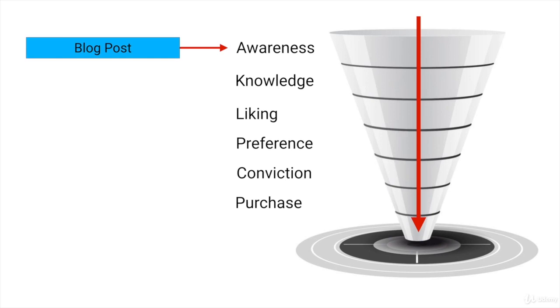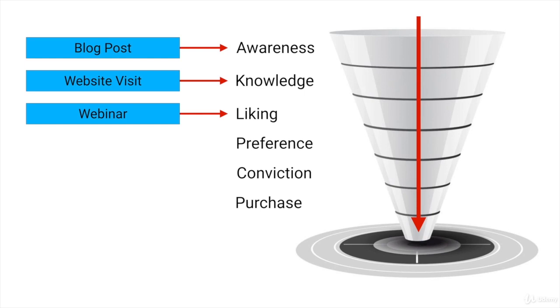Here's how. You start out with a blog post, building awareness, just nurturing people in. They go to your website after that. They take a deeper dive into the website, visit a lot of the pages. Now they're starting to get to know your brand. They might sign up for a webinar. Once they've done the webinar, they start liking your brand. Now they're getting into a preference. You might send them a white paper. They might download a white paper on their own.